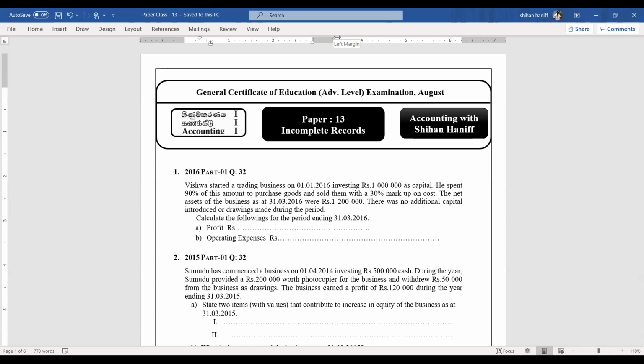In our theory class, the revision class, we have done 2 sessions. In that, we covered mainly the calculation, profit calculation, and preparation of financial statements in incomplete records. So today, I'm focusing on some MCQ questions related to this chapter.